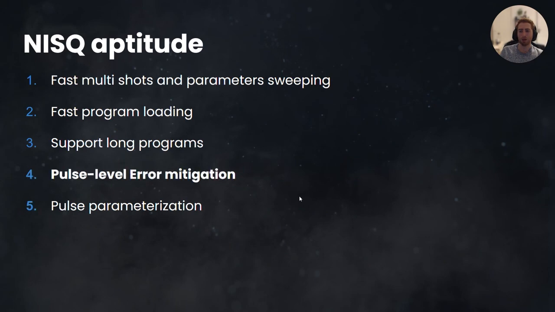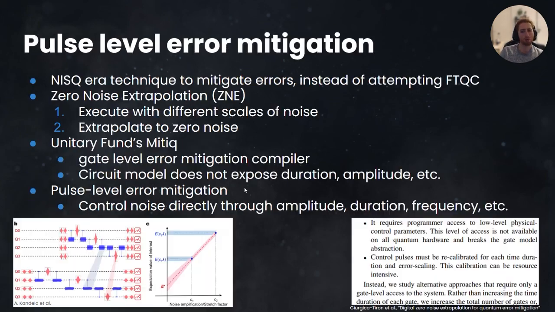I want to focus on two examples. Let's begin with pulse level error mitigation. Because we give rich pulse level control, we can enable very advanced and very accurate and very fast schemes. So for example, error mitigation is a technique that tries to mitigate errors, not to solve all of the errors like in fault-tolerant quantum computing. So it's very relevant to the NISQ era.